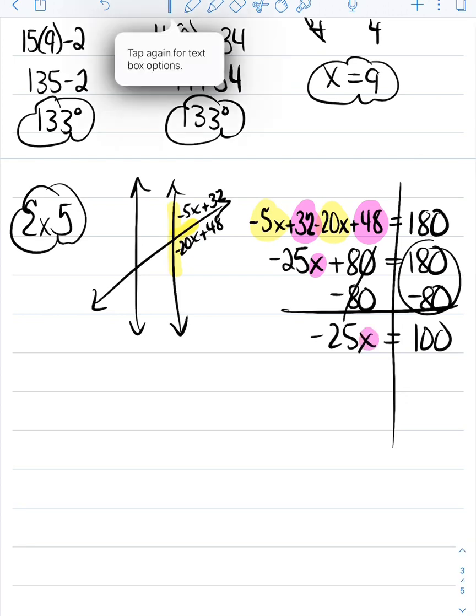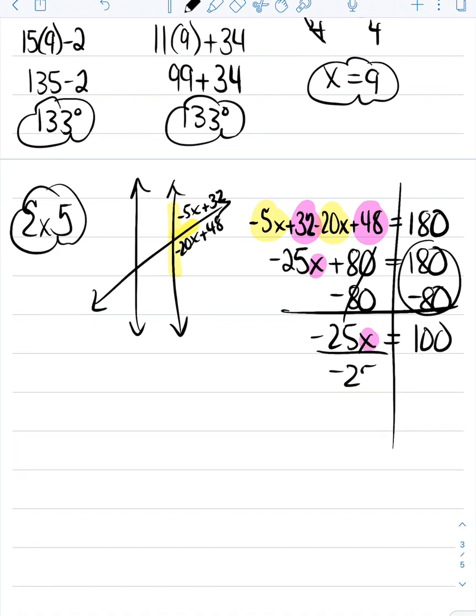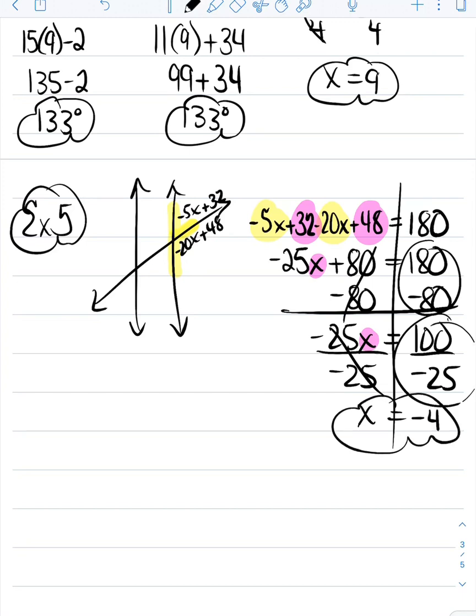And then I need to divide both sides by negative 25. So that gives me x equals negative 4. So now that I know what x equals, plug in your x to find your actual angle measures. So I've got negative 5x plus 32, and I've got negative 20x plus 48.